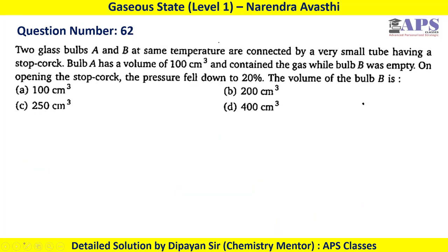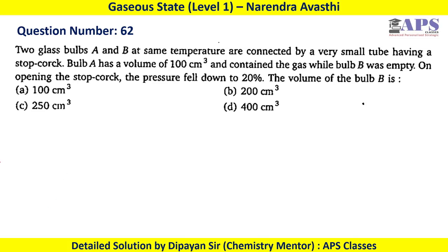In question number 62, two glass bulbs A and B at the same temperature are connected by a very small tube having a stopcock. Bulb A has a volume of 100 centimeter cube and contained the gas, while bulb B was empty. On opening the stopcock, the pressure fell down to 20%. The volume of bulb B is?